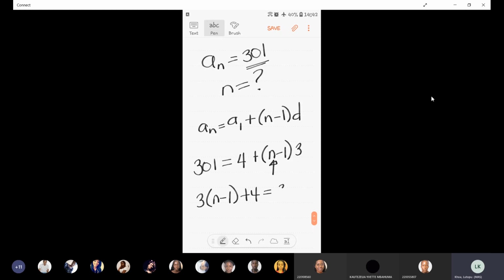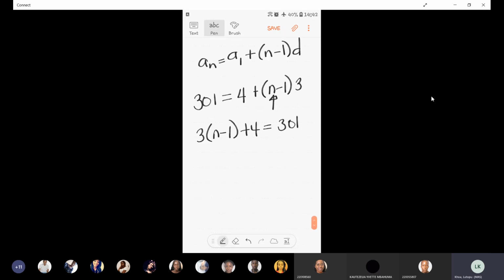So to solve this, I have 3(n minus 1) plus 4. This is equal to 301. I've just rewritten the equation. I will subtract 4 on both sides. So I have 3(n minus 1). This is equal to 297. And then I will divide by 3 on both sides.